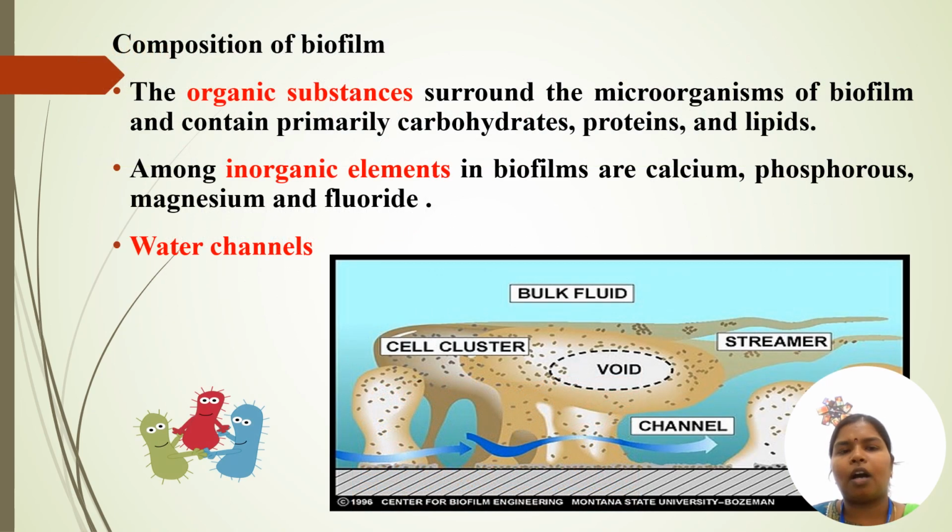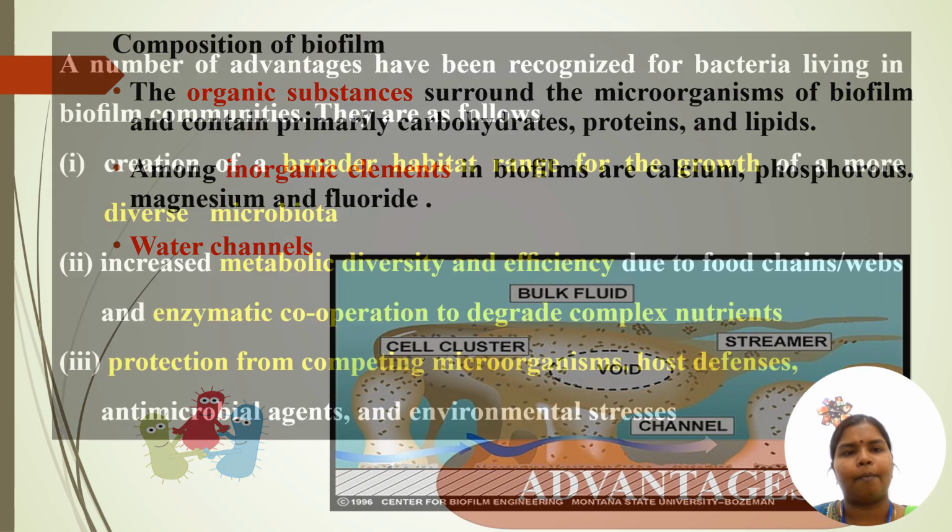So coming on to the composition, the biofilm consists of organic substances which surround the microorganisms, particularly carbohydrates, proteins and lipids. And we have inorganic elements in the biofilms, which are calcium, phosphorus, magnesium and fluoride. And you have the water channels through which the biofilm microcolonies communicate with the other microcolonies.